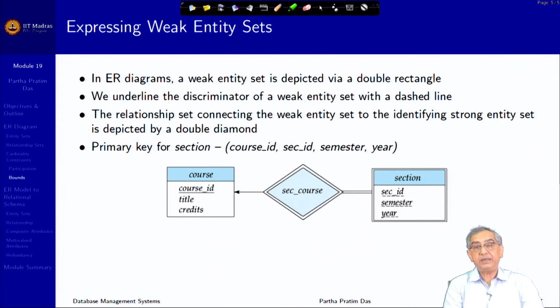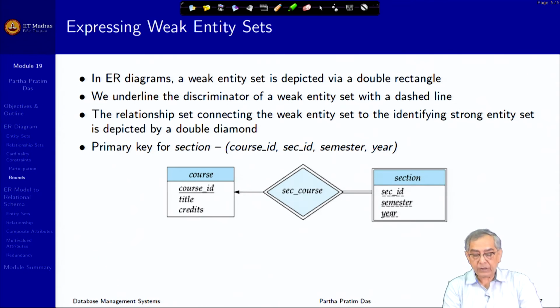That immediately means that section must be associated with some strong entity set through a relationship. That relationship is sec course. This relationship is linking a weak entity set to a strong entity set. To represent that, the diamond of this particular relationship is also drawn with double lines. You see, this is diagrammatic language, every way of drawing will mean something or the other.